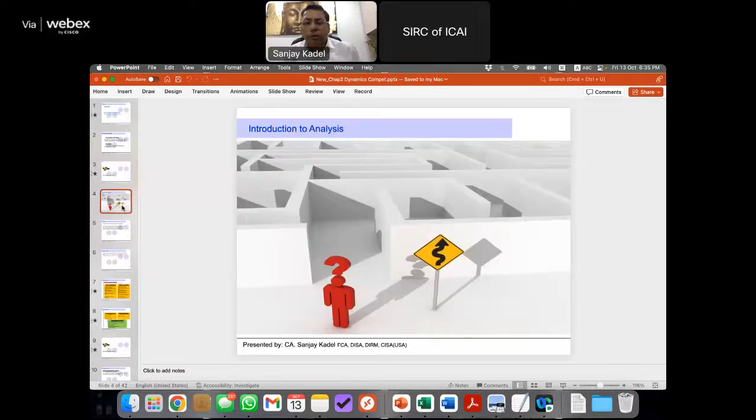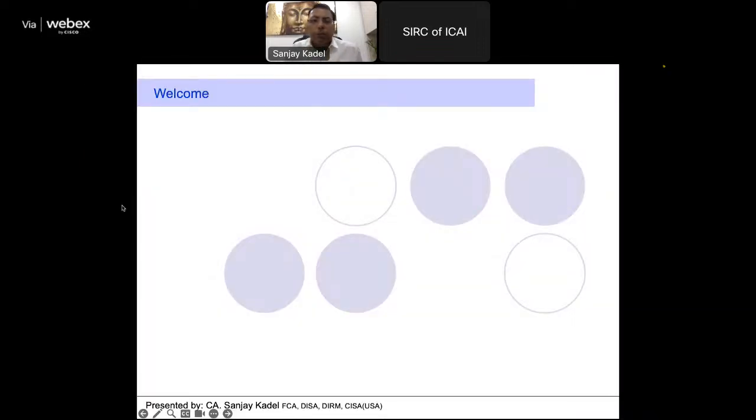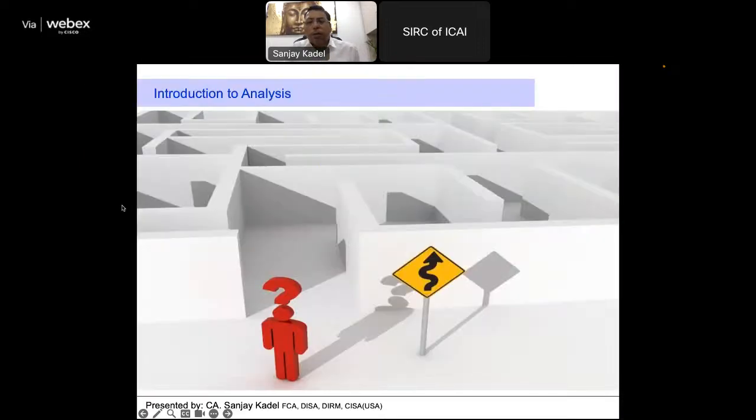We should start with analysis. If you see this screen, this particular person in front of you is actually confused. How to start? From where to start? Is this the right starting point? Now, this is a typical confusion which always arises in any organization's process, or in their strategy.